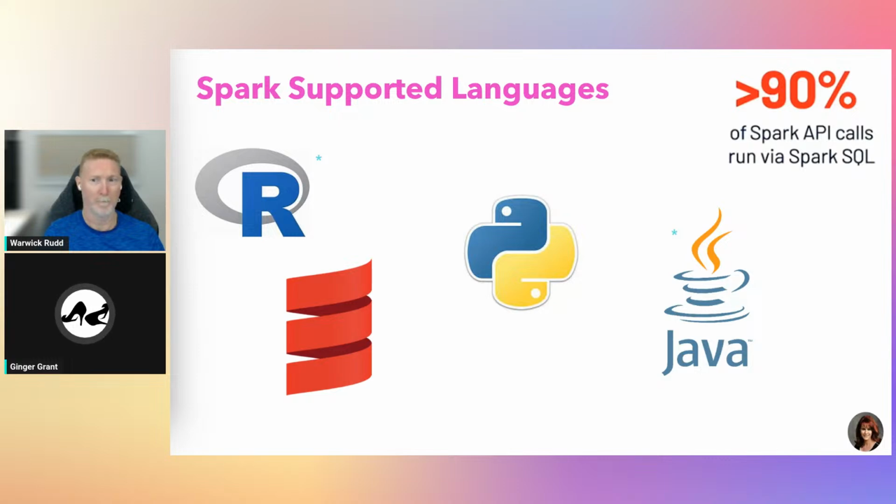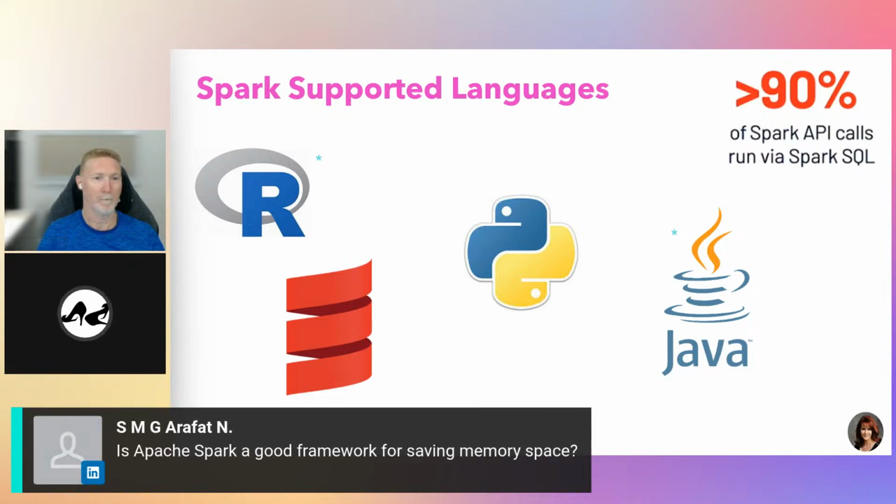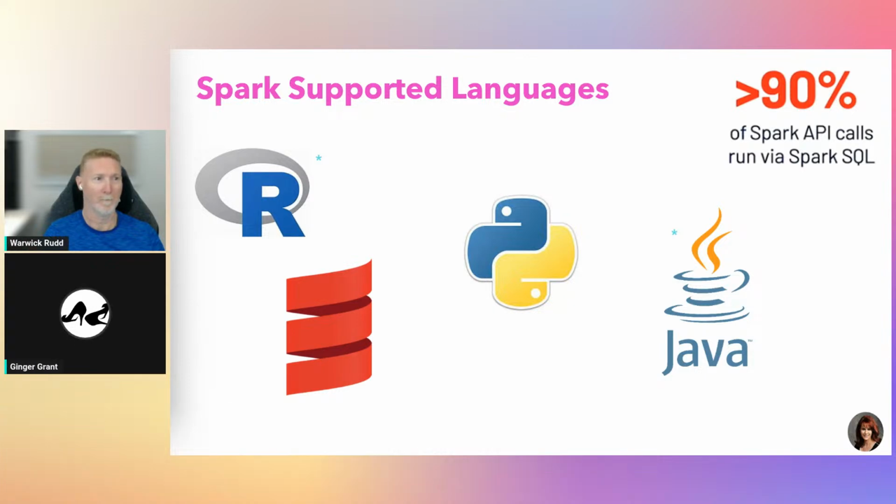And since Apache Spark is designed as a process that loads everything into memory, I don't know about saving memory space, but it uses it. To answer the question, is Spark a good framework for saving memory space? It loads everything into memory and then efficiently allocates resources towards it. So it doesn't save it, it uses it.